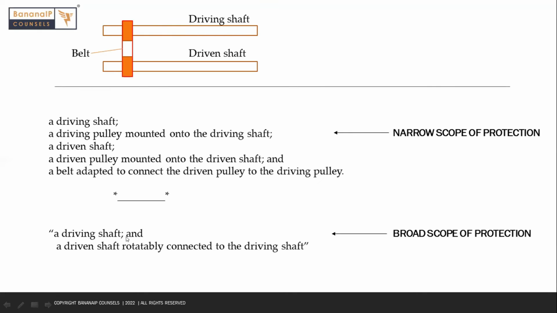Here we have a broad claim in which we say a driving shaft and a driven shaft are rotatively connected to the driving shaft. This gives a broad scope of protection, and so we can claim the driving pulleys, that is belt and pulley drive, gear drives, and the chain and sprocket in the dependent claims.